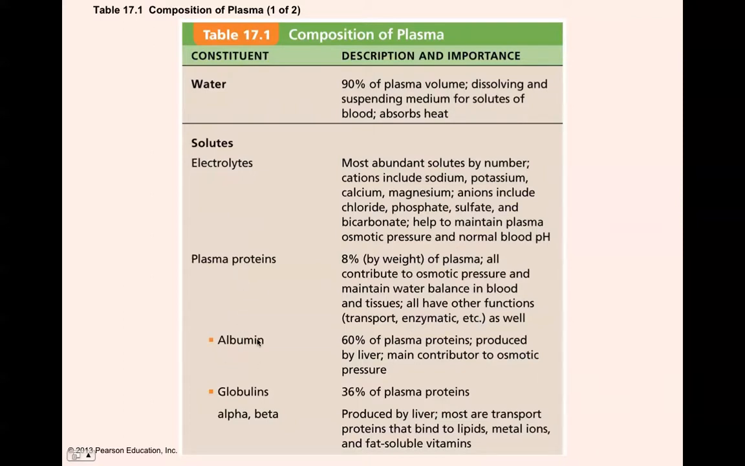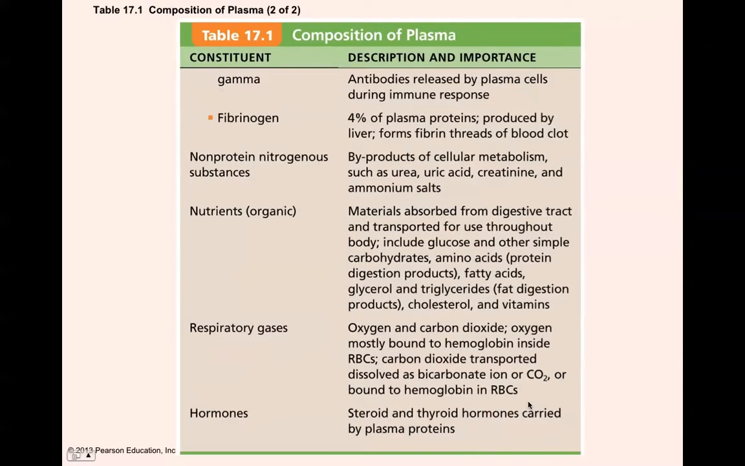Of the plasma proteins, one of the major ones is albumin. This is actually 60% of the plasma proteins. It's produced by the liver, and this is the main contributor of osmotic pressure. Globulins, we talked about those before. These are globular proteins. They are actually forming about 36% of plasma proteins. You have alpha and beta. These globulins are produced by the liver, and most are transport proteins that bind to lipids, metal ions, and fat-soluble vitamins. The gamma globulins, this is the one we actually talked about. These are your antibodies produced by your plasma B cells during the immune response.